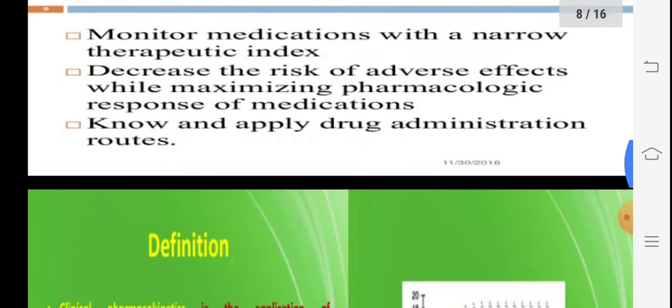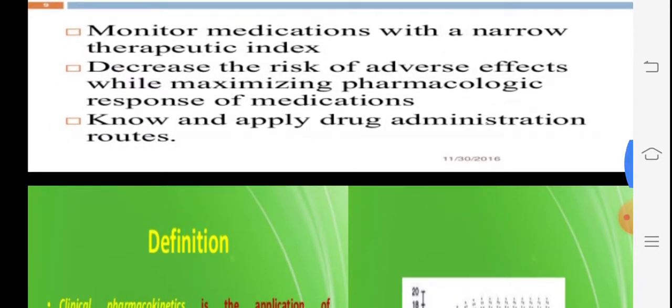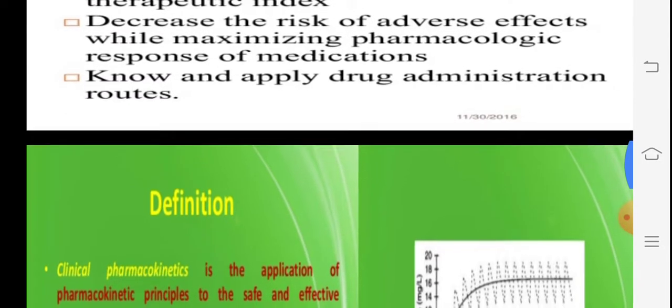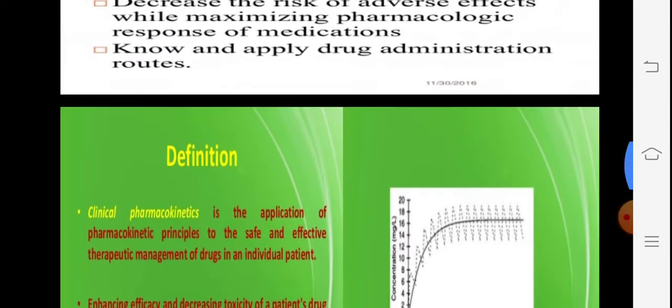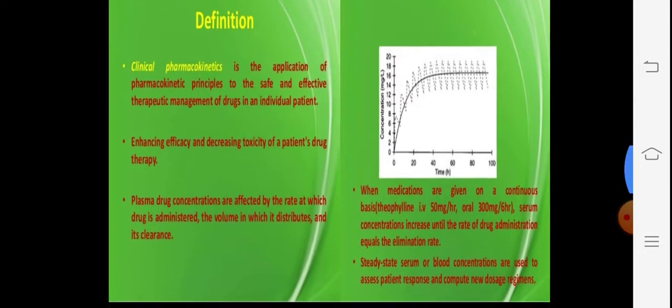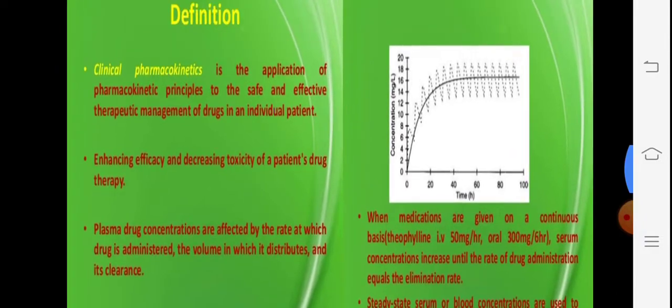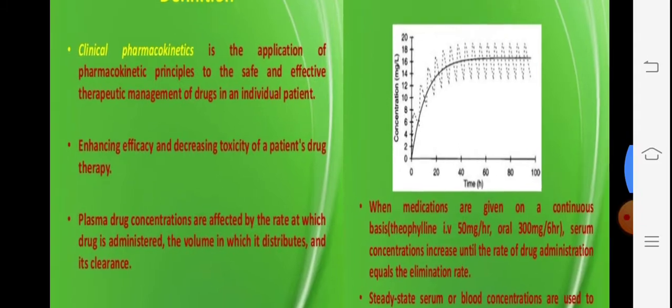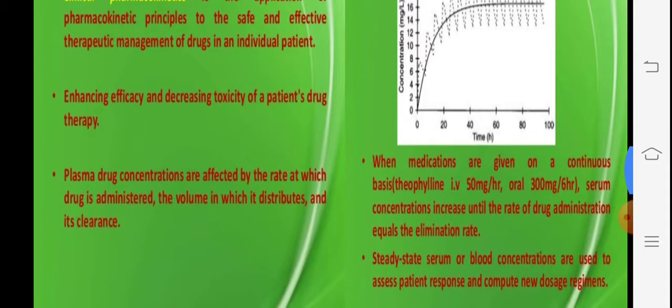Then there are certain narrow-range medications, uses of drugs. This shows the administration routes, either oral, where we are taking tablets, right, or where we are taking an injection. So in pharmacokinetics, generally it is the application of pharmacokinetic principles to be safe and effective. Then it shows the efficiency of decreasing toxicity to the patient.